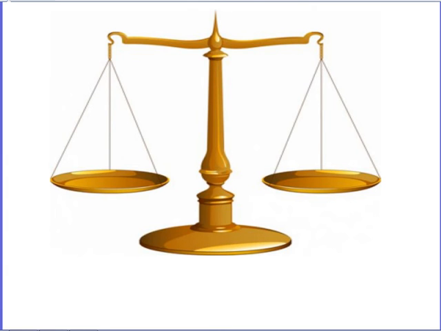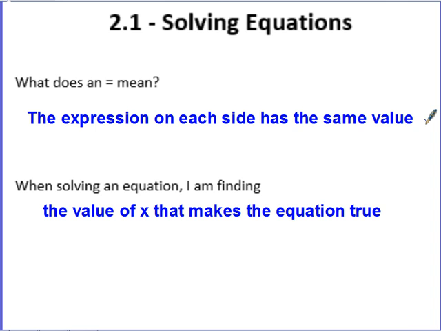So we can think of an equation like a scale or a balance, where both sides have to be exactly the same. So whatever numbers and symbols I have over here has to be exactly the same as whatever's over there. So when we solve an equation, we're finding the value of x that makes the equation true.